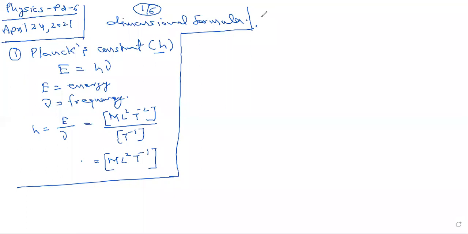Then you see a term which is defined as moment of inertia.